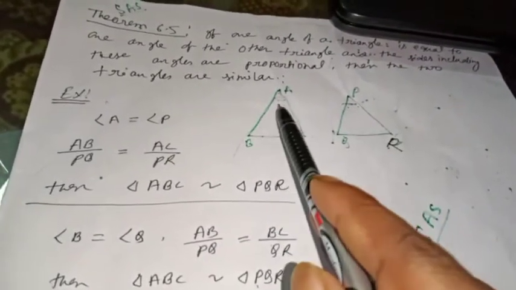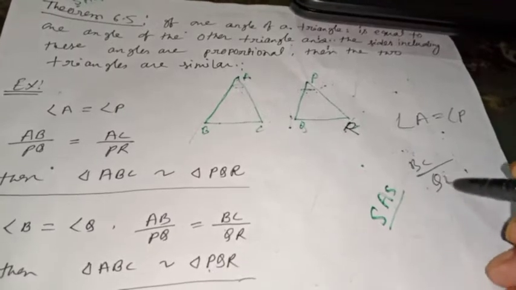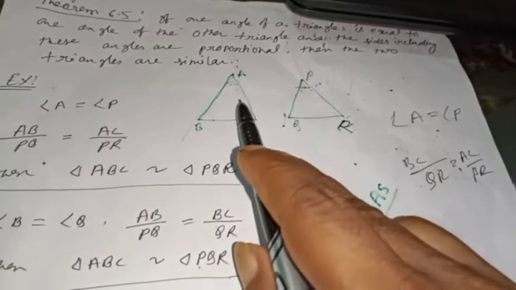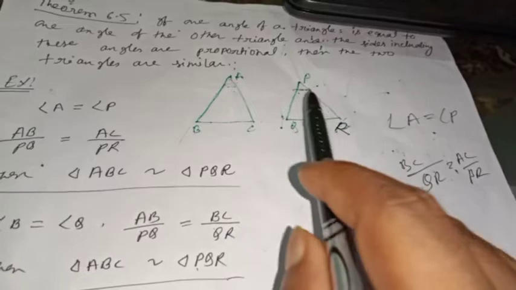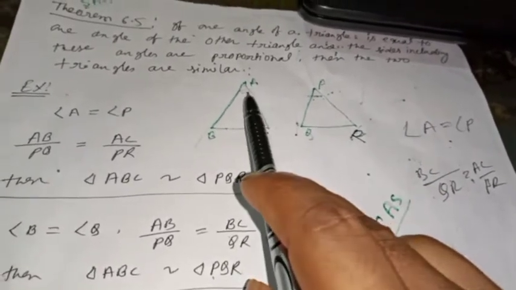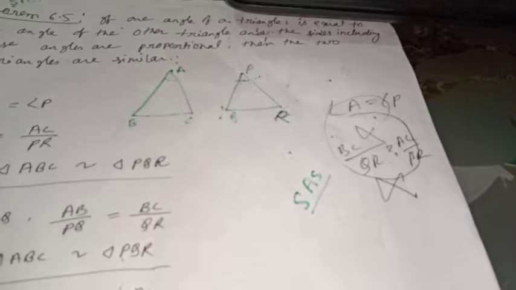Instead of this, suppose angle A is equal to angle P, and you are getting BC by QR is equal to AC by PR. See, angle A is equal to angle P, and also you are getting BC by QR and AC by PR. AC by PR is okay, but BC is not including this. Angle A does not include the side BC. So in this case, you cannot say these two triangles are similar. This is not correct.